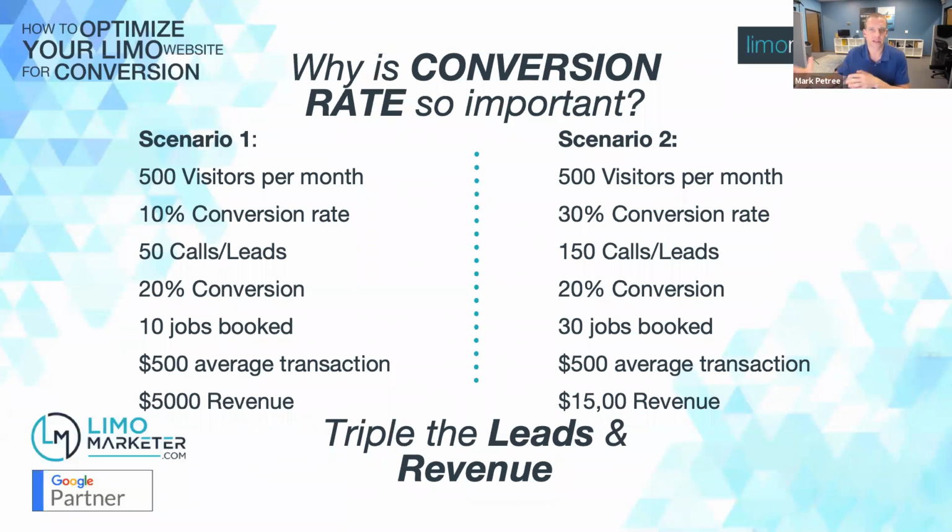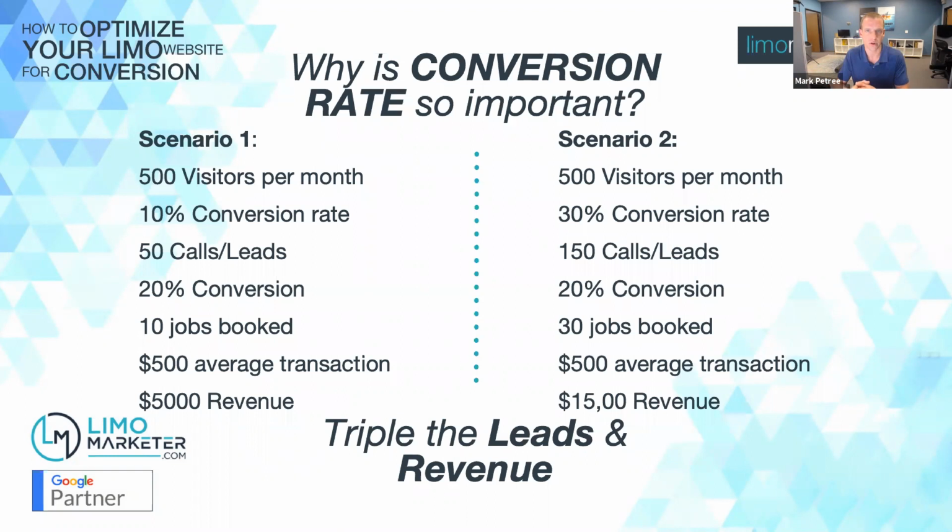Now, let's look at scenario two. Scenario one is your average website that isn't built to convert. It doesn't have a good conversion rate. 10% is not a good conversion rate. So in scenario two, let's pretend we have a website that has all of these boxes checked that I'm going to go into later in this webinar, the things you want to have on your website.